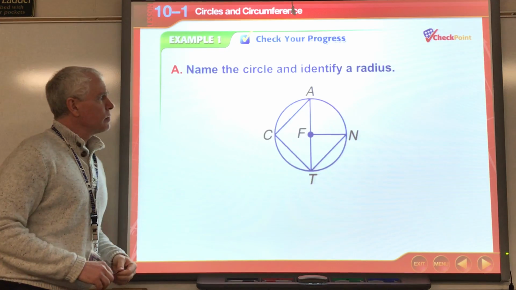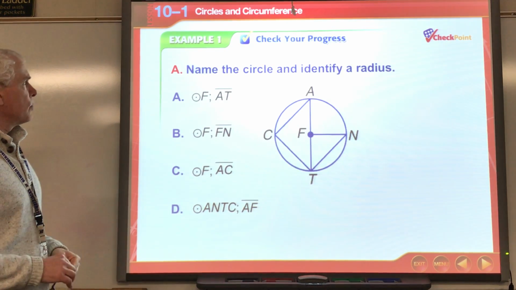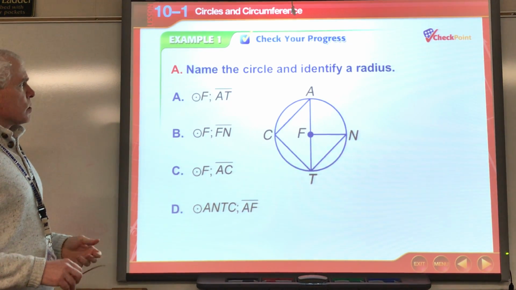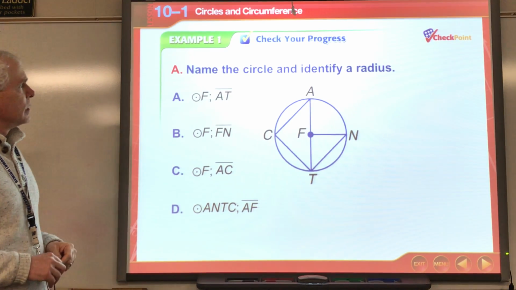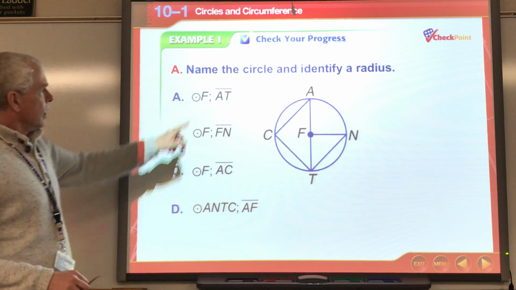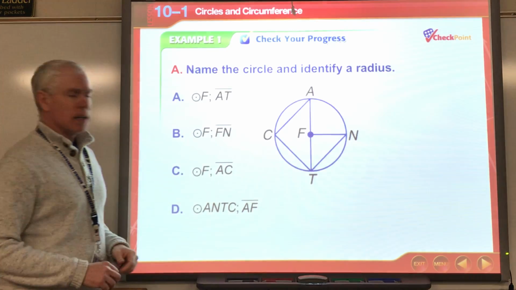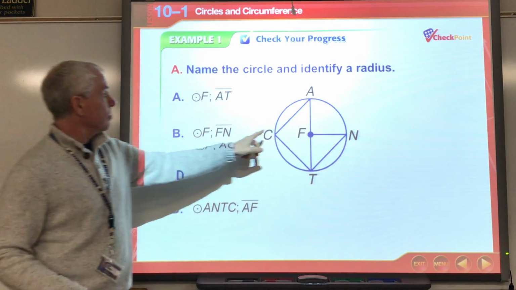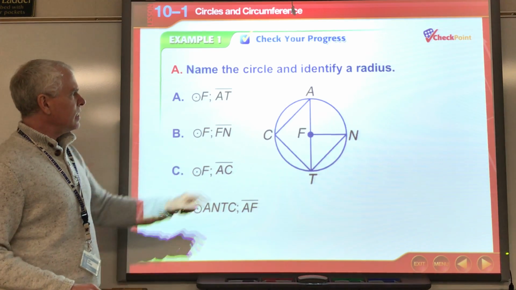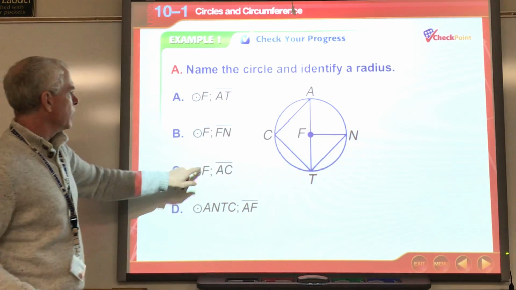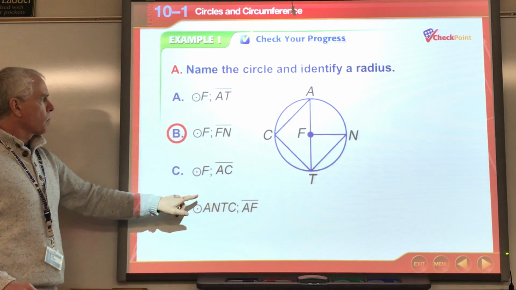All right, so you guys give this a sec. Pause your video if you need to. Name the circle. Circle F, okay? So it's one of those three. And identify a radius. AT, no, that is not a radius, it's a diameter. FN, definitely a radius, goes from the center to an edge. And AC is a chord, so it's got to be B here, you guys.